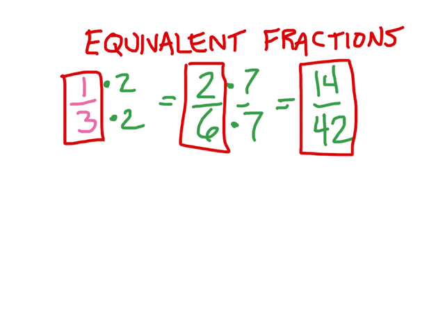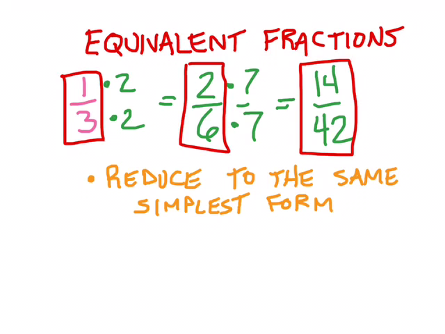There are two important qualities of equivalent fractions that's probably worth knowing. One is that when fractions are equivalent, they always reduce down to the same simplest form, which really makes sense because they're the same fraction to start with, so it makes sense that they reduce to the same simplest form. The other neat thing about equivalent fractions is that if I cross-multiply them, I end up with the same values. Let me show you what I mean.